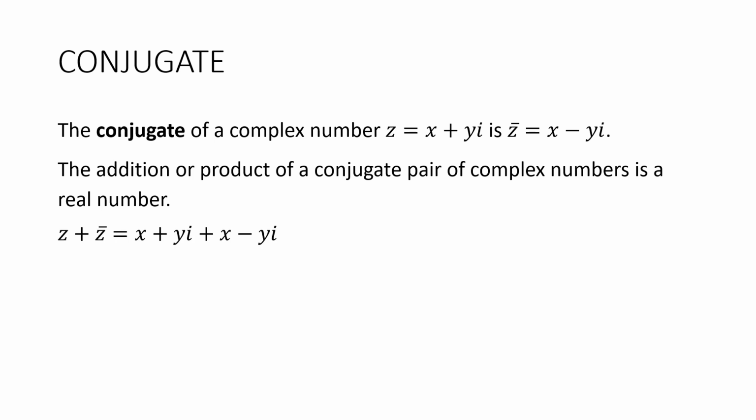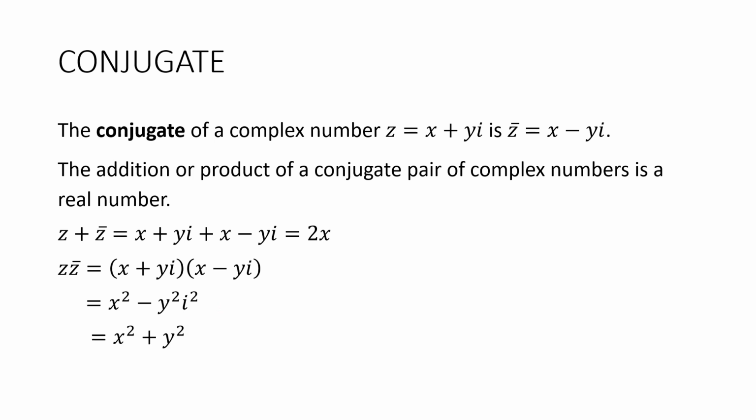Let's have a look at that. So here's the addition, z plus its conjugate is equal to x plus yi plus x minus yi. You can see the imaginary terms cancel out. We end up with 2 times the real part of z. And then the multiplication, doing the difference of 2 squares, we've got x squared plus y squared.